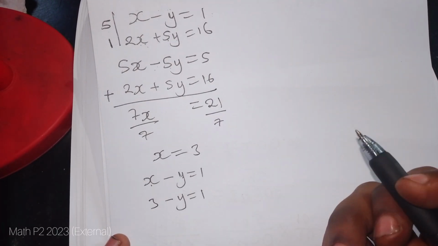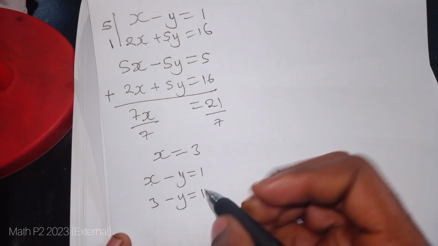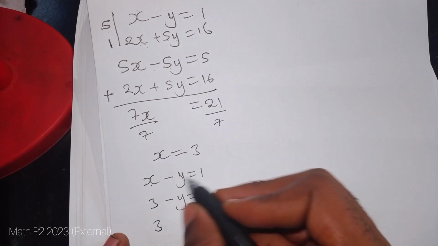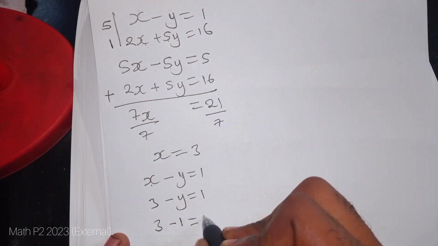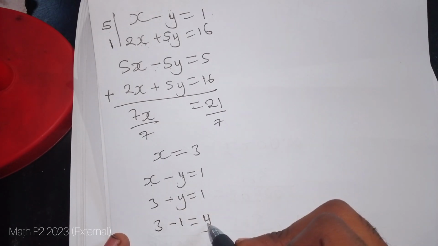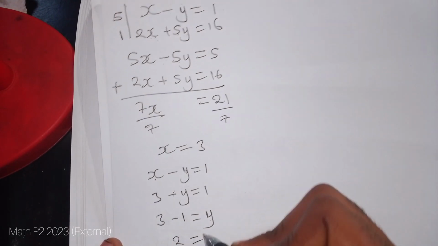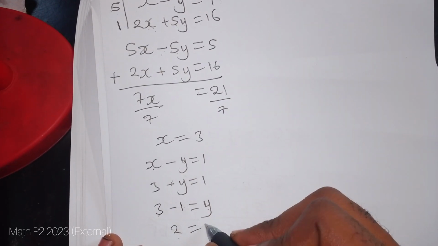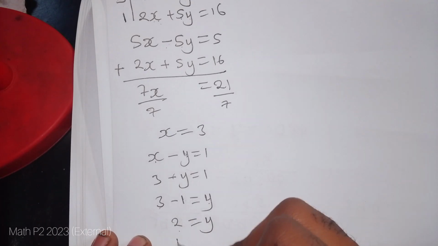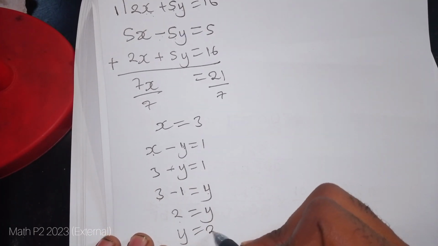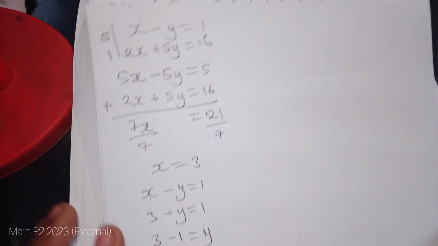So to minimize negative signs, I'll just take my y to the other side and then bring this one to this side, because I want this one to be positive. Remember, when it goes to the other side, it's positive. You bring this one to this side, you have a negative. So this minus this, you have a 2, and that means my y is 2 and my x is 3.